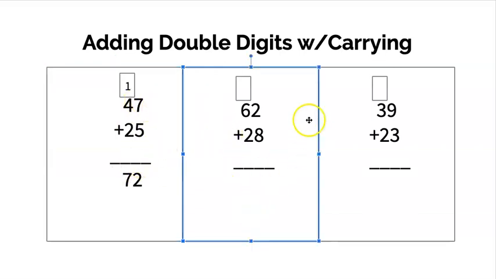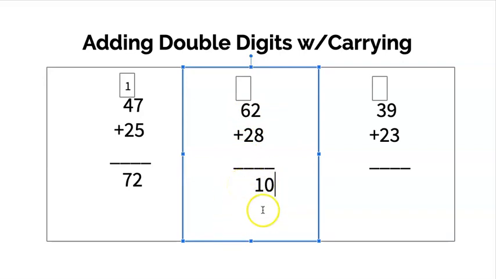All right, let's do another one because I know that can be kind of funky. We're going to keep doing some examples. We start with our ones: 2 plus 8. Well, that's 10. That's easy. All right, can we do that and then add the 6 and the 2 and put our number?